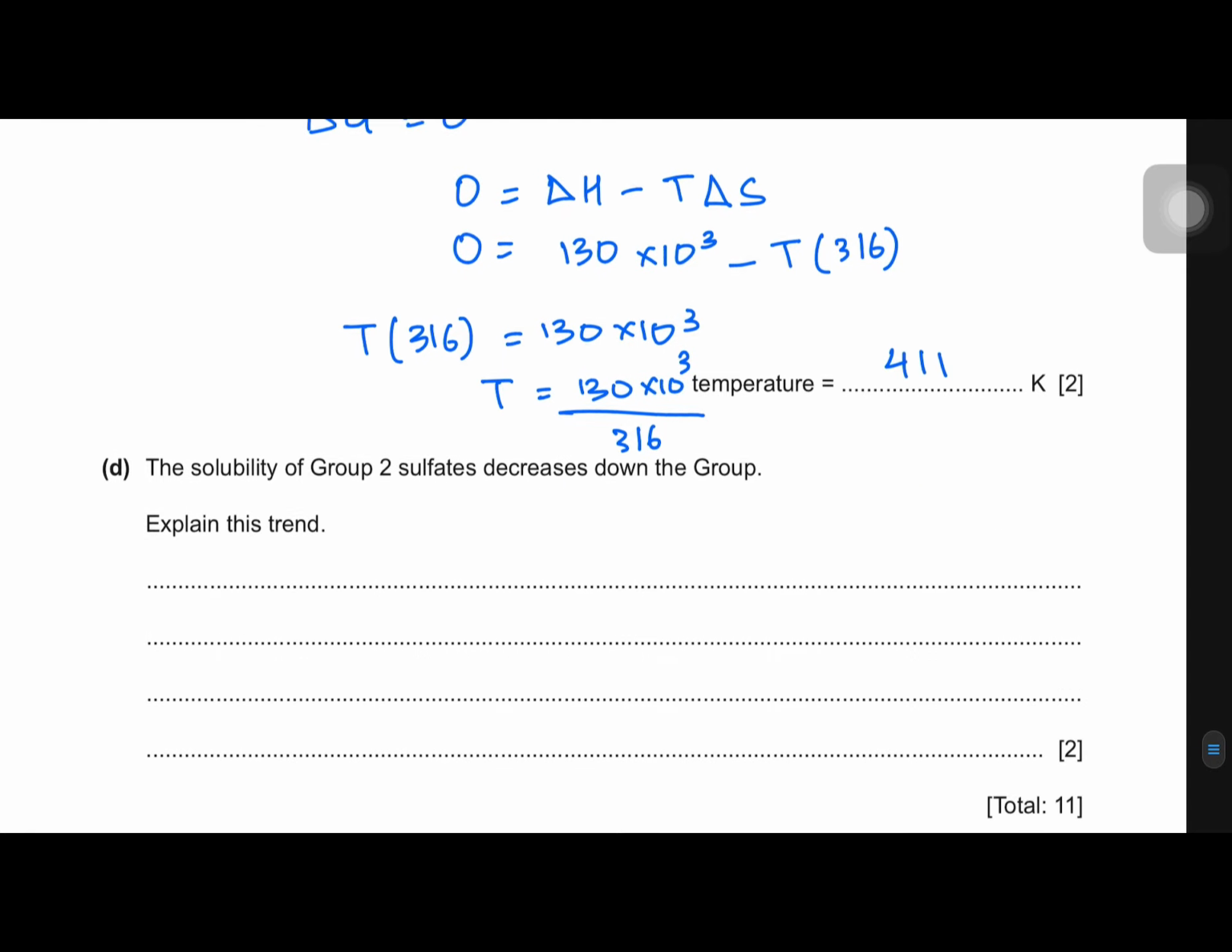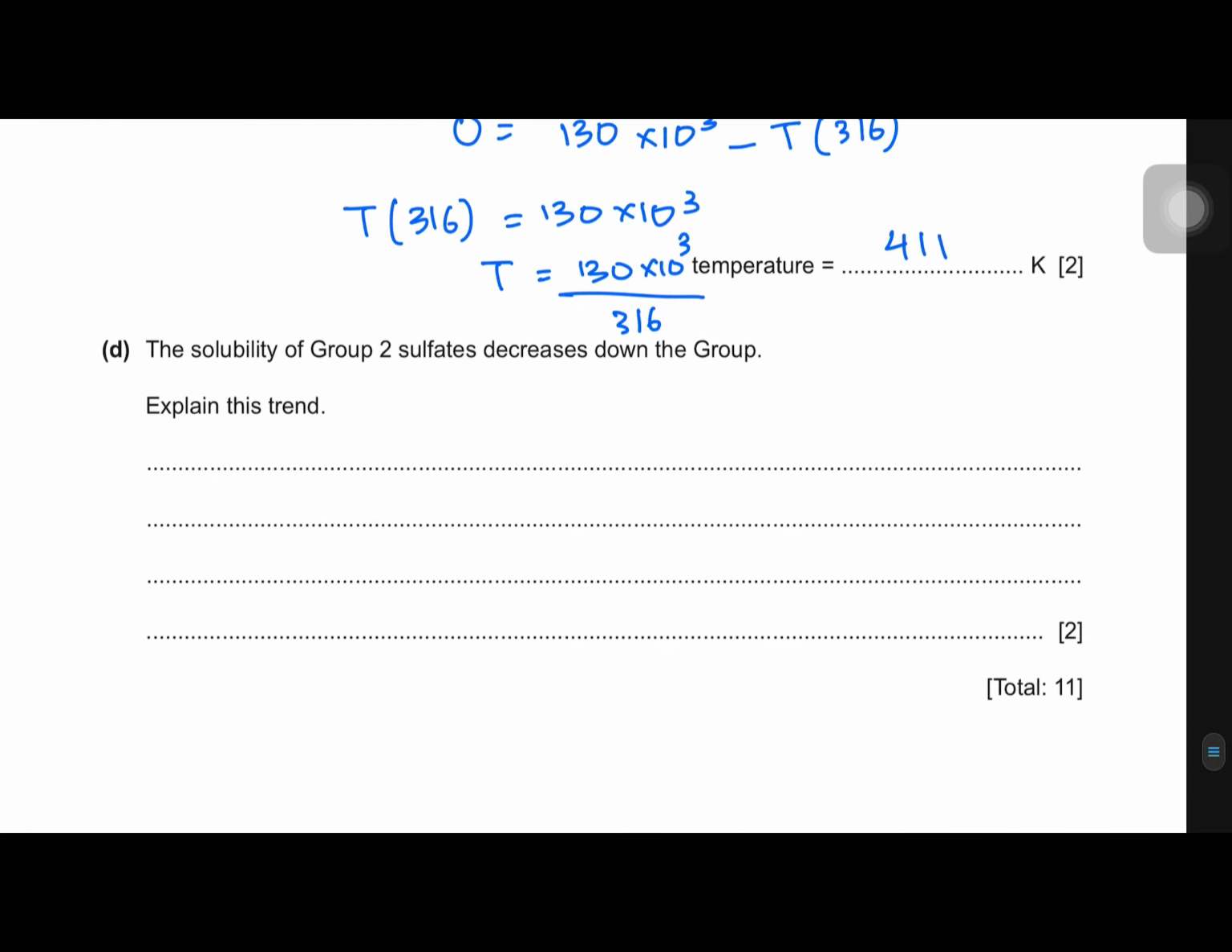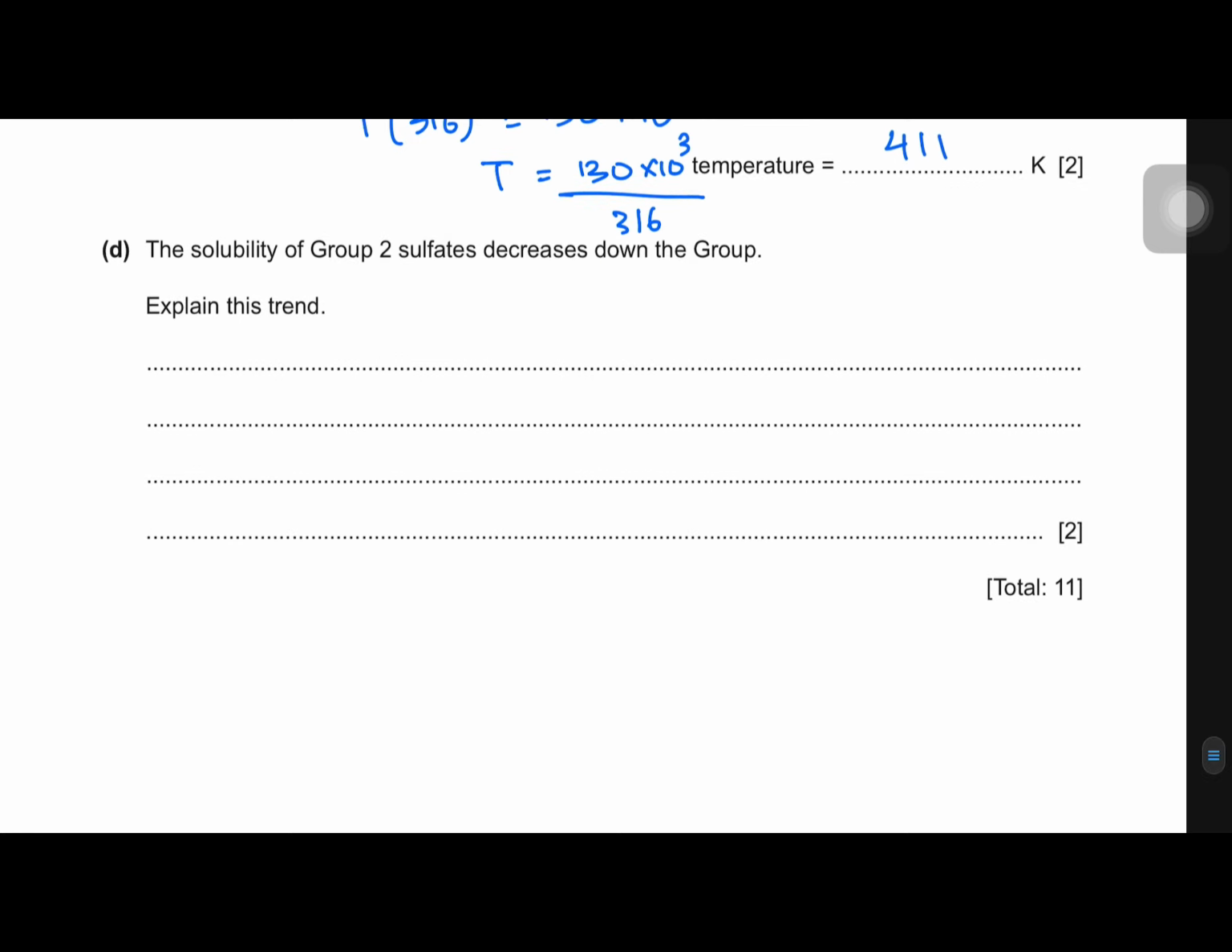So that is perfect. The solubility of group 2 sulfates decreases down the group. As a reminder, I should remind you guys of magnesium sulfate, then calcium sulfate, strontium sulfate, and then barium sulfate. The solubility decreases, which means magnesium sulfate is soluble and barium sulfate is insoluble. Why this happens, let's talk about it.